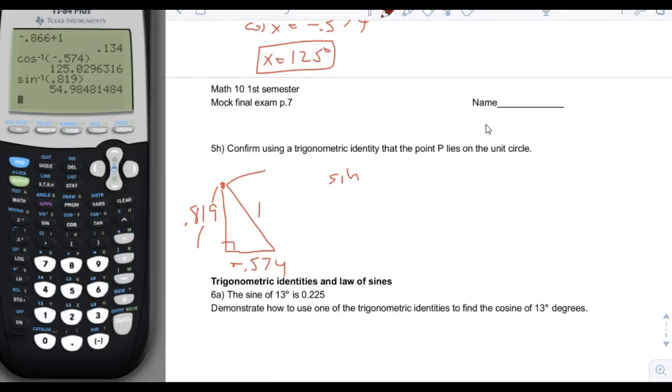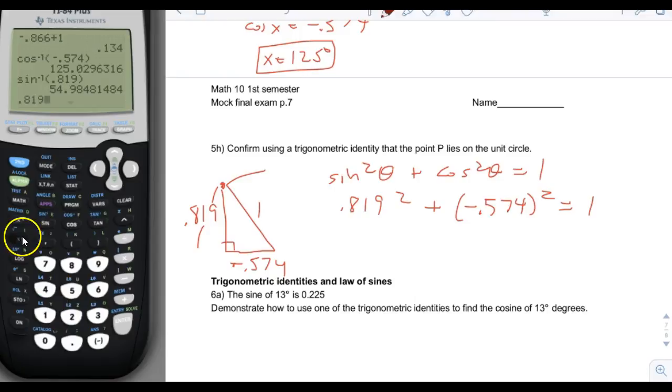Actually, there's a special version of Pythagorean's theorem, which is sine squared theta plus cosine squared theta equals 1. Definitely put this on your formula sheet. You can confirm this by substituting and multiplying everything together. So let's try that. We have 0.819 squared plus negative 0.574 squared, and you notice that if you square a negative number, you just get a positive number anyway. And I got 1.000.